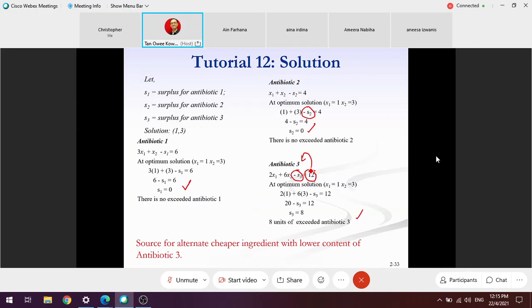But in reality, the number of antibiotic 3 that's incorporated into the drug is 20. Therefore, there is more antibiotic 3 in the drug by 8. Rugi lah. Rugi is a big loss. The requirement only needs 12. You provide 20. So you need to try to find a way to buy a material that has lower antibiotic.